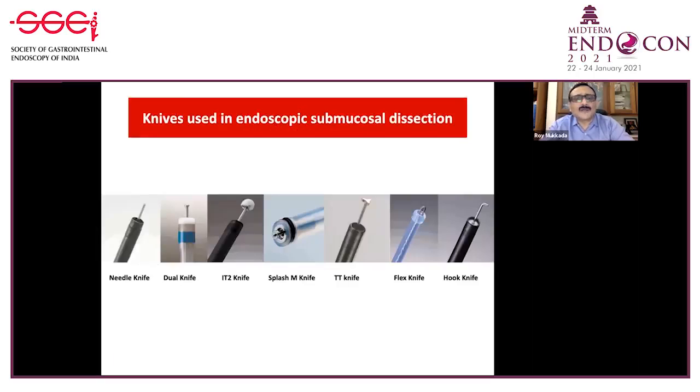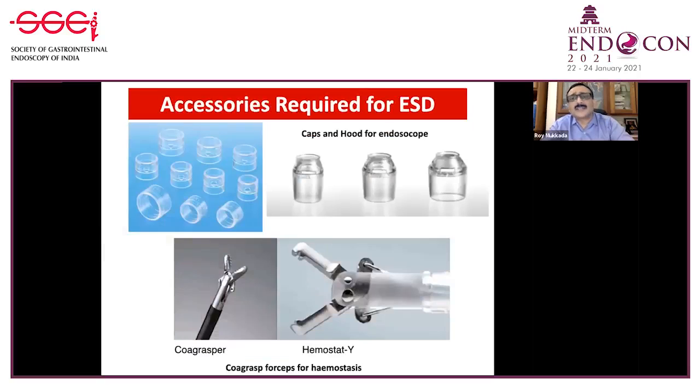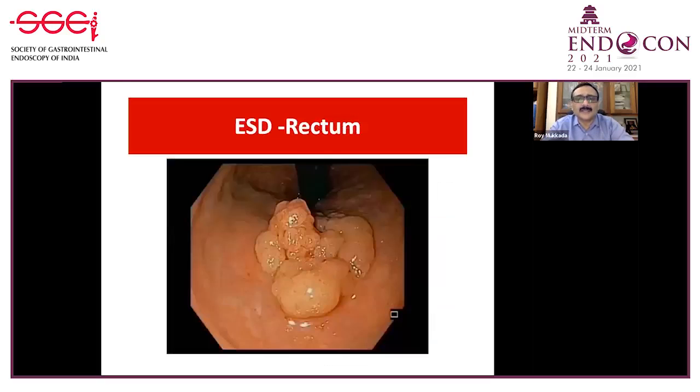You have lots of knives now available. You can pick one of them, and there are caps and hoods for endoscopes. Lots of these are also available. Then the coag grasper forceps for hemostasis is an excellent tool by which you can control the bleeding.